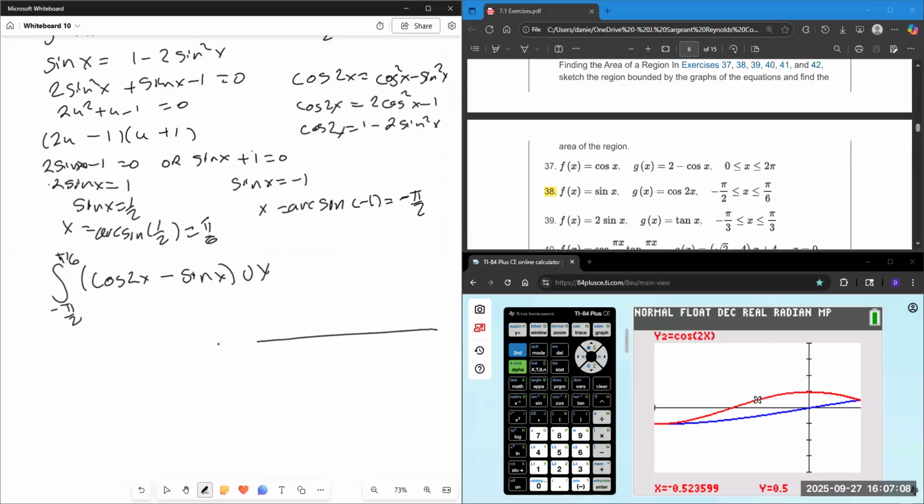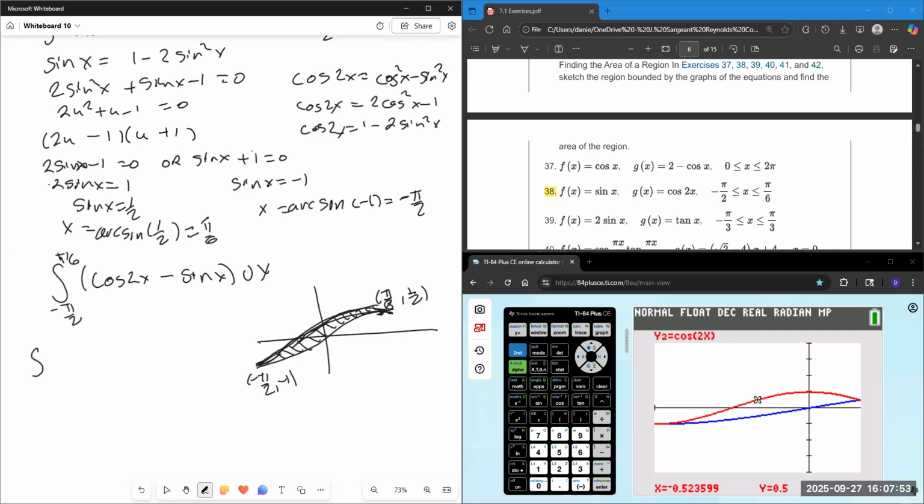And I'll do my best to graph this region, negative pi over 2 to pi over 6 here, and from here through here, back down. That we've got negative pi over 2, negative 1. We have pi over 6, 1/2 up here, and we're interested in this region that is in between here.